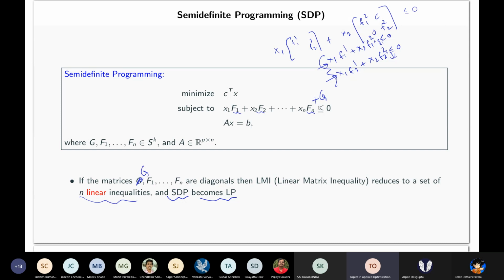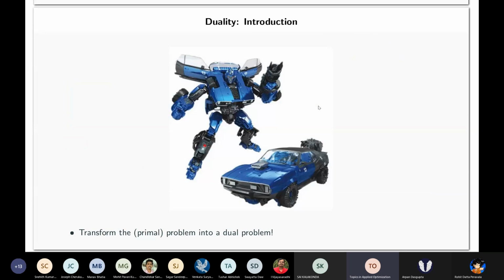Okay, so we will stop here, and then we will discuss a very important topic, perhaps the most important topic, I would say, in the theory of optimization, and that's called duality. If you have watched the movie Transformers and you see how it can transform from a robotic human to something like a car or something, right?